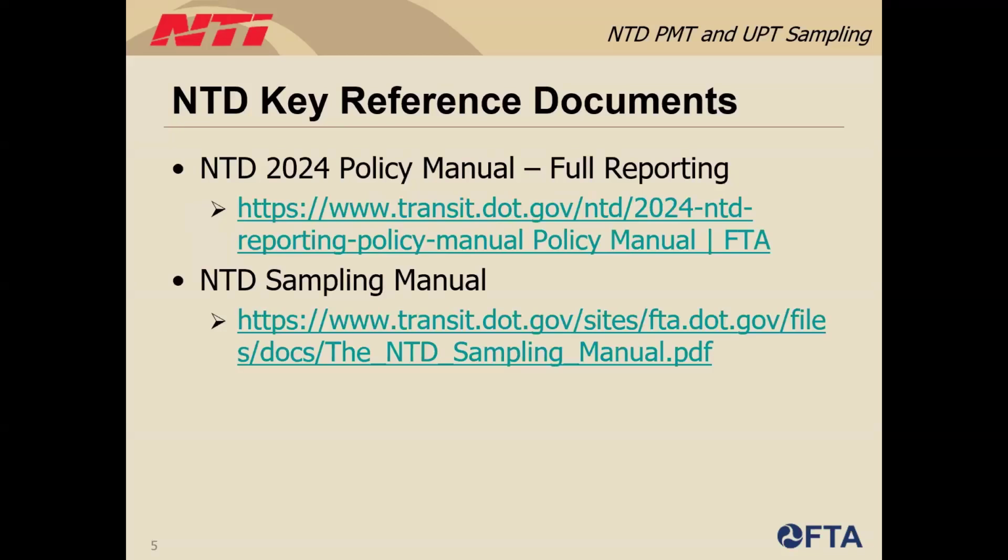On this slide, we have some of our key reference documents that can help you understand NTD requirements at large and also the NTD sampling method. The first is our NTD policy manual, which covers all of our reporting modules and guidance related to reporting annually to the NTD. Then we have our link to our NTD sampling manual, which outlines the NTD sampling method and how to use it, which we'll be covering in depth today if you do choose to use that.